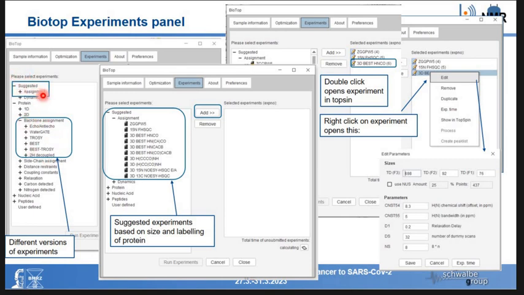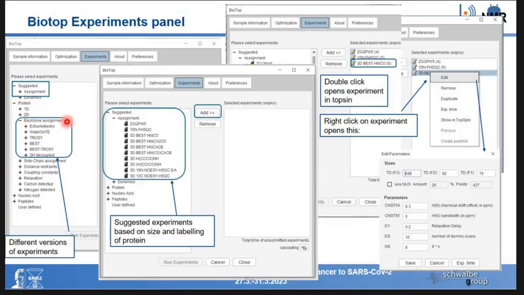And in addition to the suggested experiments, you can just open a protein tab and then select backbone assignment and then choose which experiment you want. The experiment you want, you basically mark it, press add, and then it appears here in this tab. Once it has appeared in the tab, you can always edit some of the parameters of this experiment, and you can also double click on this experiment here, and then it will open it in TopSpin.